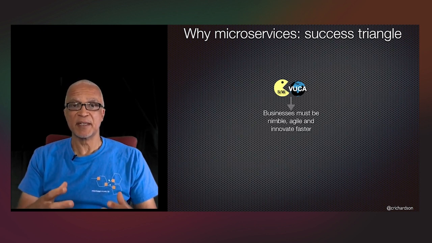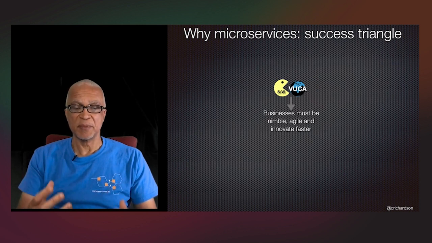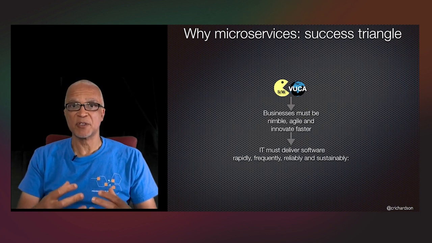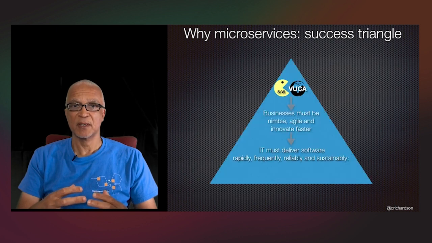Because of the dynamic nature of the world, businesses need to be nimble, they need to be agile, and they need to innovate faster. And because software is powering those businesses, IT must deliver software much more rapidly, frequently, and reliably. You achieve that using what I call the success triangle. You need a combination of three things: process, organization, and architecture.